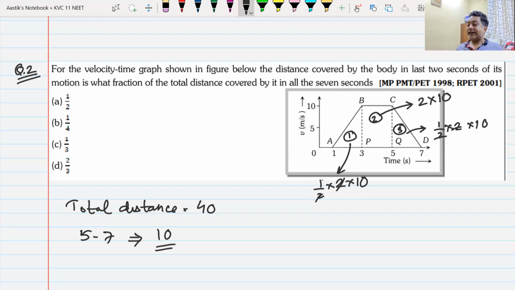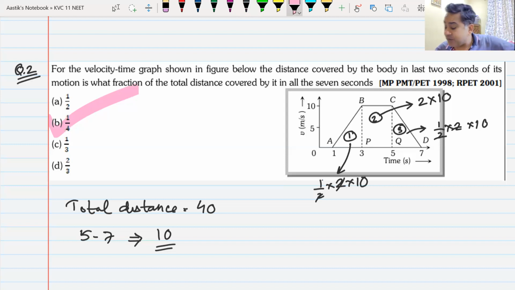If I have to find the ratio of distance traveled in the last 2 seconds to the distance traveled overall, it will be 10 divided by 40. 1/4 is simple. Do we get this? Yes or no? Is that simple as it gets? So the correct option is B, 1/4. We all understand this? Yes or no? Now in this question, if anyone got this answer, shall I move on?